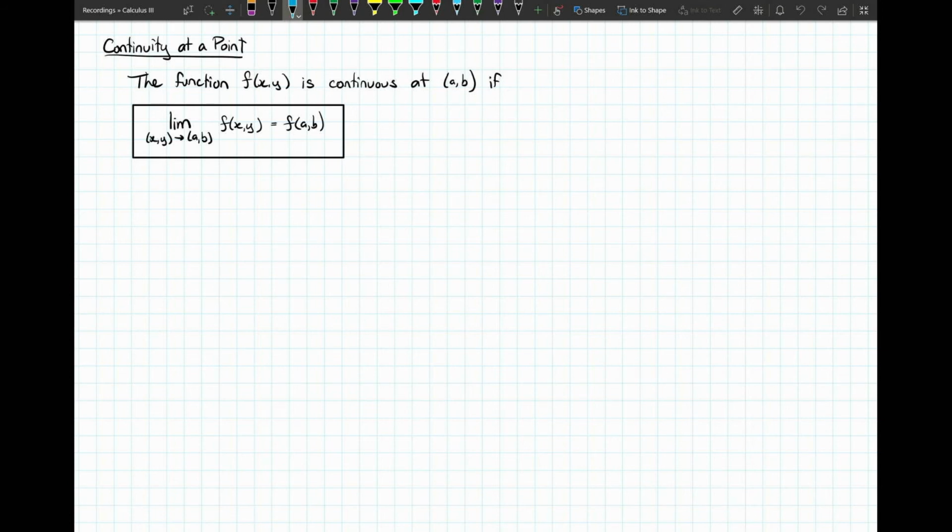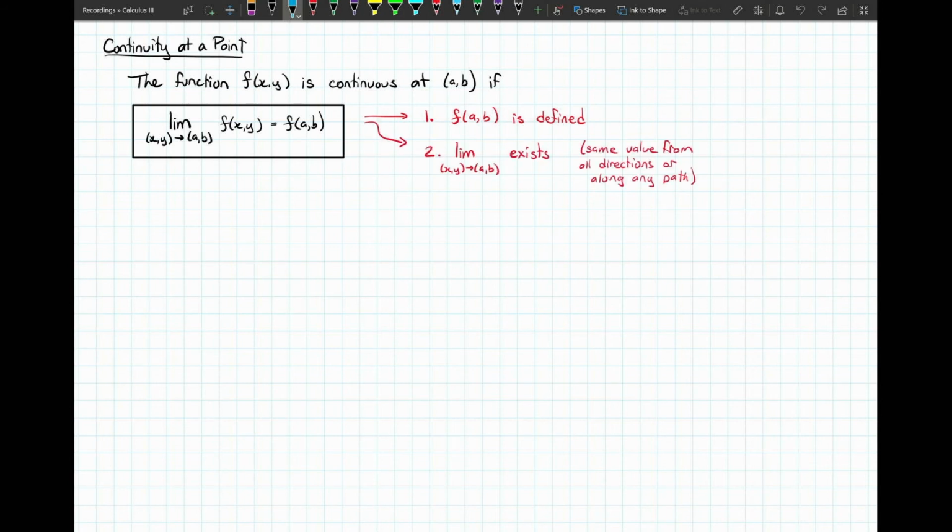And there's a few takeaways from that. First of all, this implies that f of a, b is defined. Maybe that makes a lot of sense. A function is not going to be continuous at a point where it's not defined. But secondly, this also implies that that limit on the left-hand side of the equation exists. And we've just seen that that only can happen if you end up with the same value from all directions or along any path you choose.